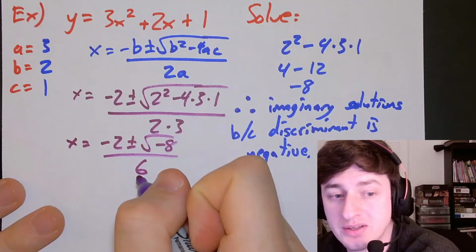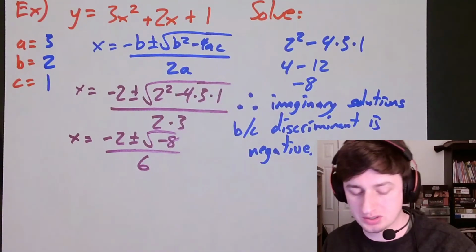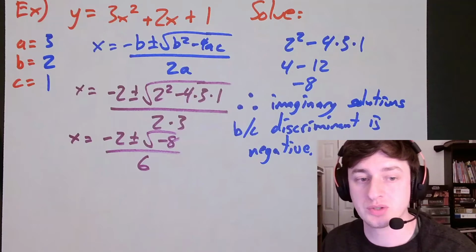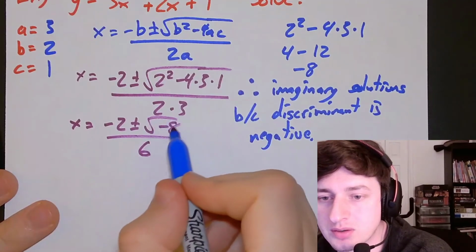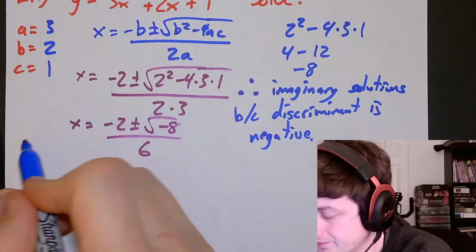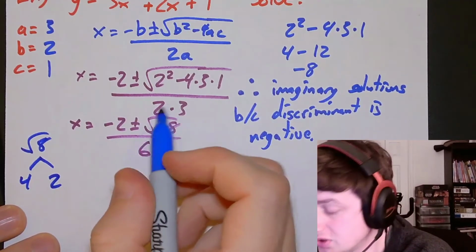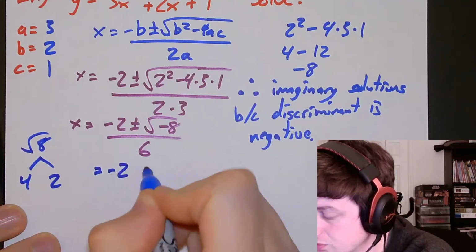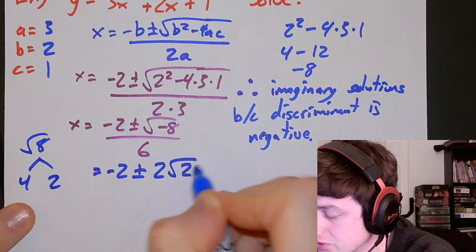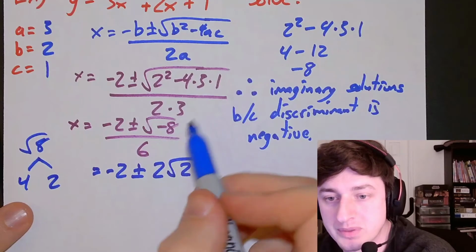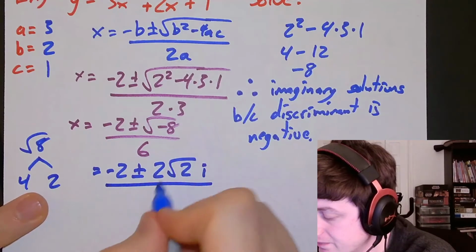What's the square root of 8? And what do we do when there's a negative? Well, we talked about this earlier this week when we were doing simplifying radicals and imaginary numbers. We can simplify this square root of 8 into 4 and 2, and so the square root of 4 is 2, and then the 2 stays behind. So this equals negative 2 plus or minus 2 square root of 2 i, because we got rid of the negative inside the square root, so there's an i, and that gets all divided by 6.